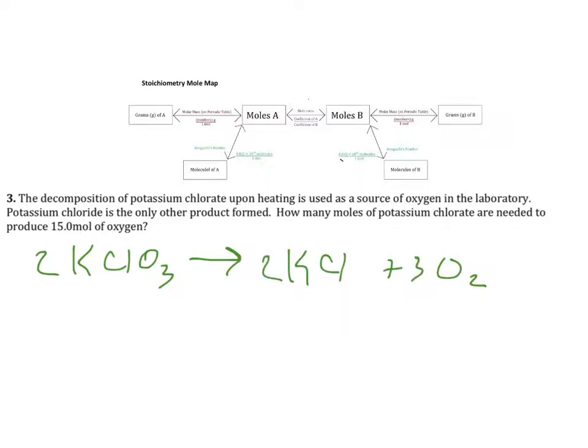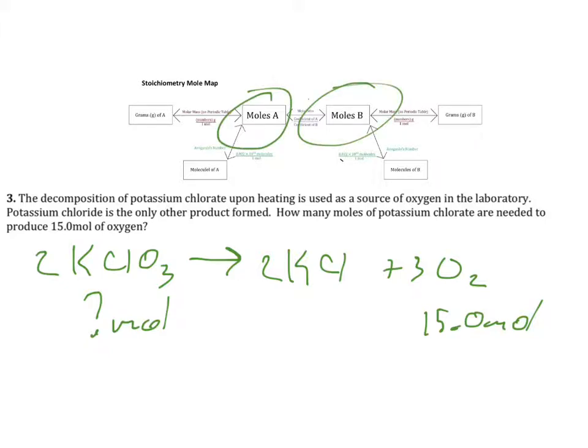And to balance this, you need to put a 2 here, a 3 here, and a 2 here. And the question is, how many moles of potassium chlorate, okay, so we're looking for moles of this, are needed to produce 15 moles of this. So this is kind of our setup. And so again, we're given moles of A, and it's asking for moles of B. And again, we can go directly from moles of A to moles of B.